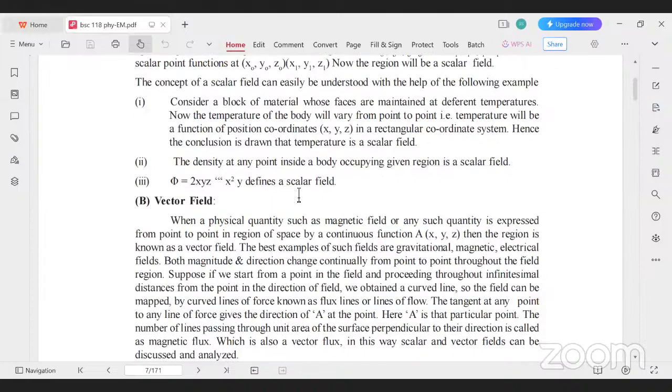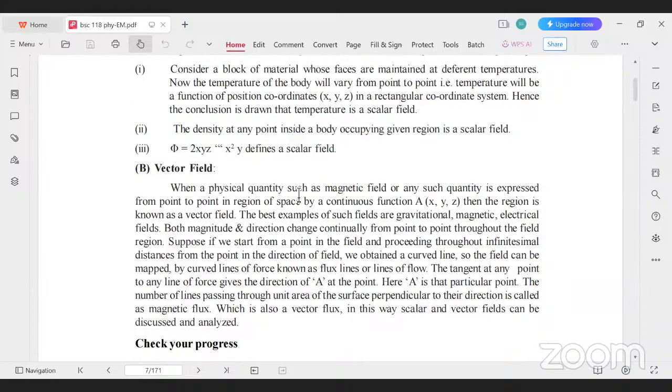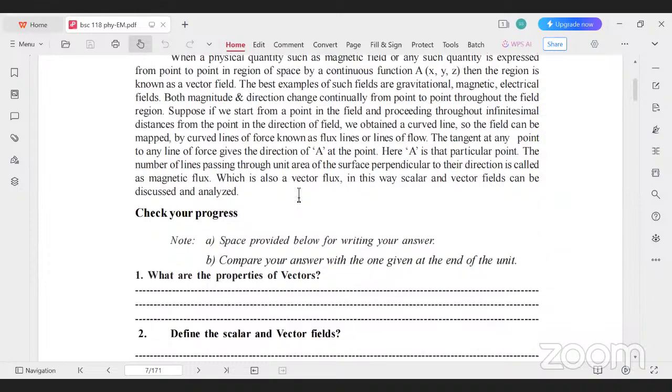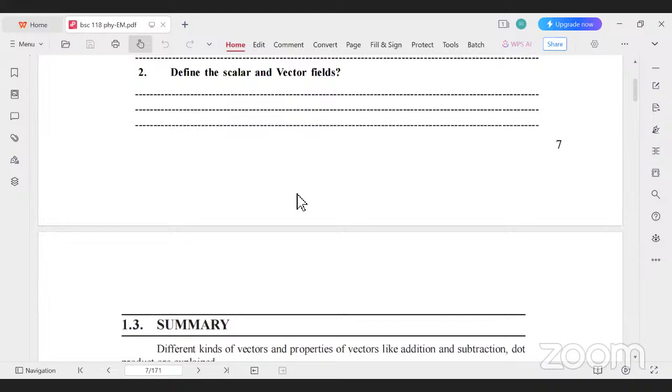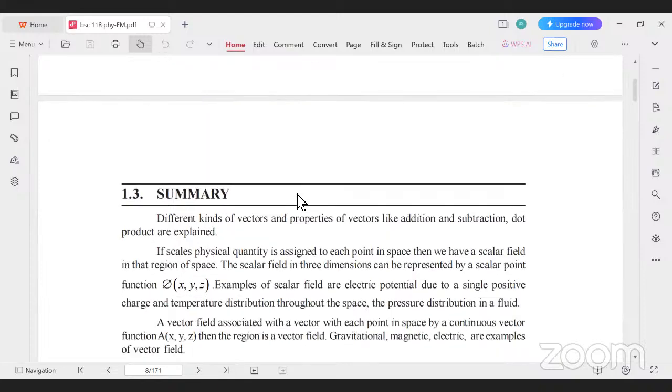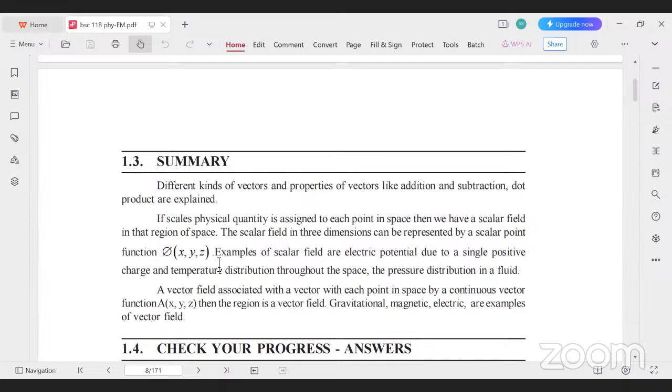So here we are going to talk about scalar and vector fields, how the scalar field is helpful, how the vector field is helpful. Why are we talking about X, Y, Z? Now you understood, right? If I'm taking one single particle, I can find X, Y, Z directions as well as magnitude. So what are the properties of a vector field? Defining the scalar and vector field is done. So in summary, if I want to find for X, Y, Z, I can find the phi of X, Y, Z. Examples of scalar fields are electric potential due to a single positive charge and temperature distribution throughout the space.